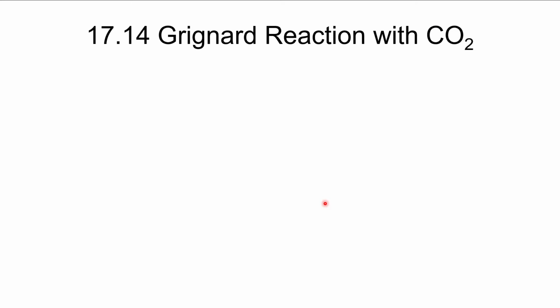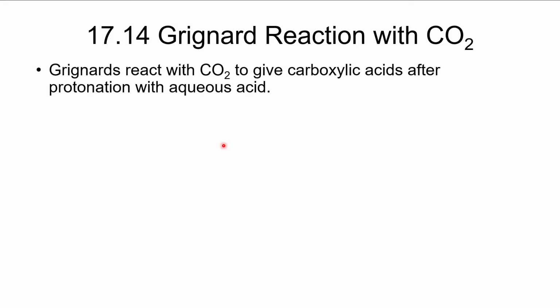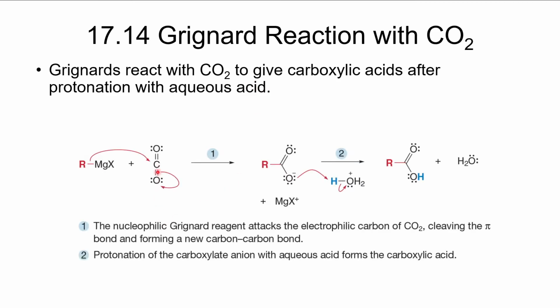All right, well, we can react the Grignard with carbon dioxide, because carbon dioxide does have an electrophilic carbon. On the carbon dioxide, the carbon has a significant partial positive charge, which makes it susceptible to nucleophilic attack. That nucleophile will come in and react and give us this intermediate, which is going to be the carboxylate.